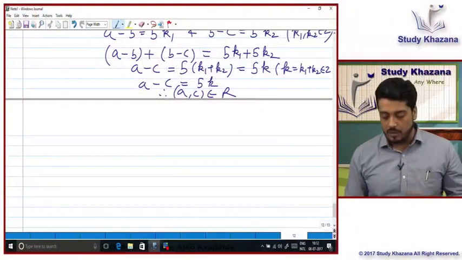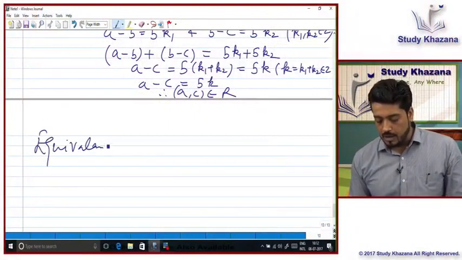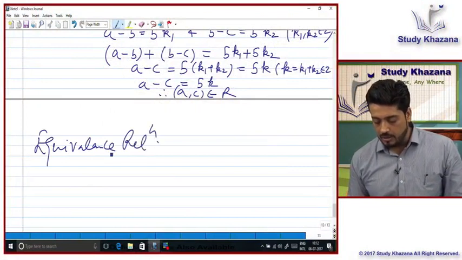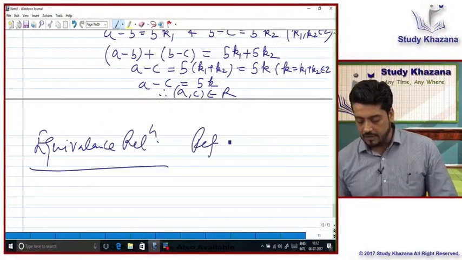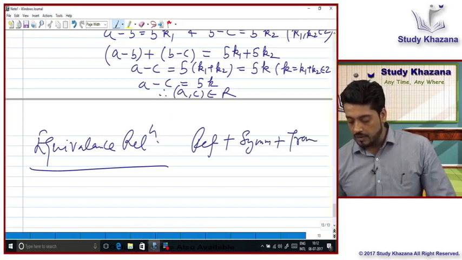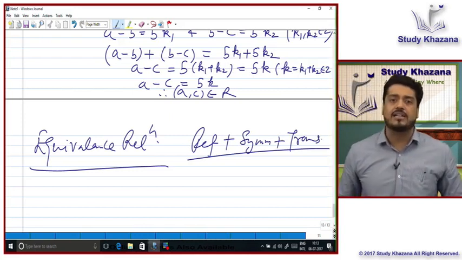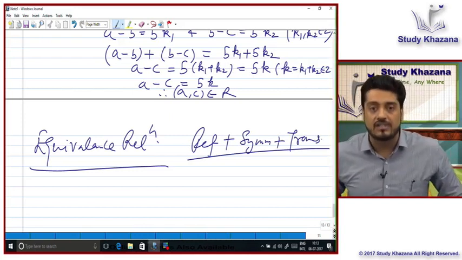So now my last topic, that is equivalence relation. What do you mean by equivalence relation? I have just told you that it is a relation which is reflexive, symmetric and transitive. That means a relation which satisfies all three properties simultaneously is going to be an equivalence relation.